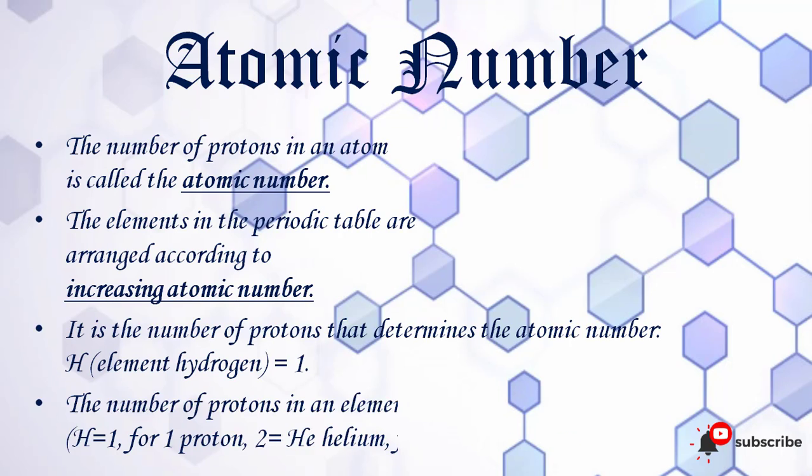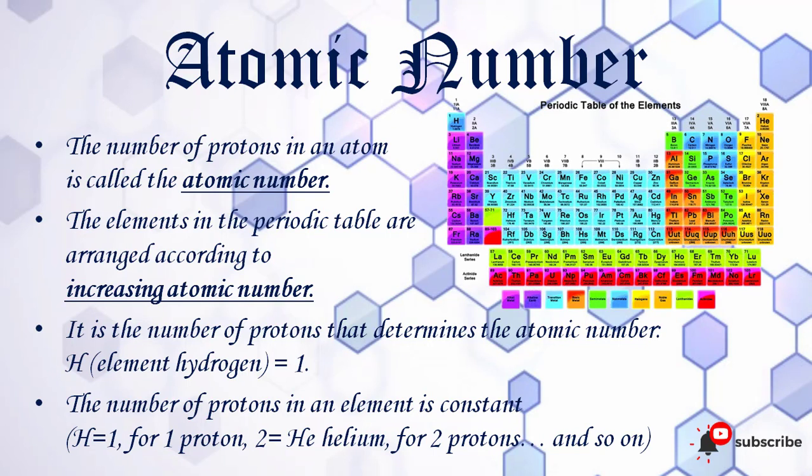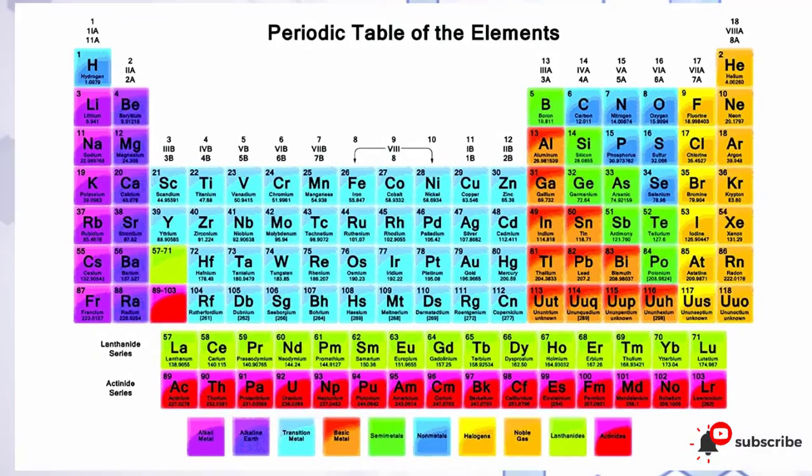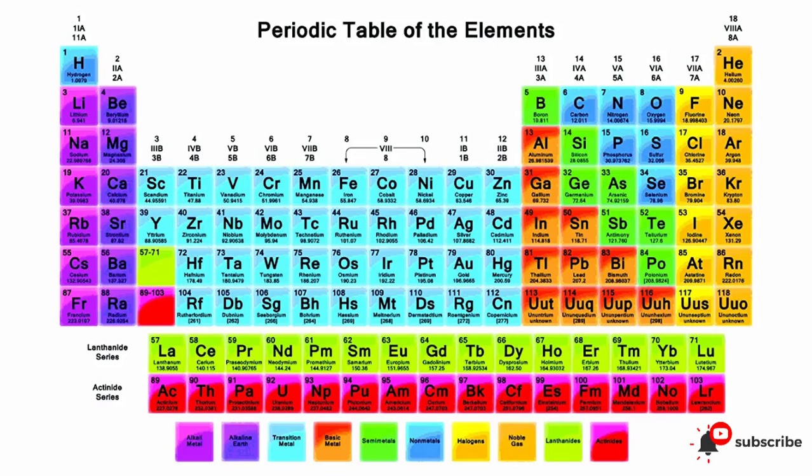When we talk about atomic number, we represent this as a number. The number of protons in an atom is called the atomic number, and we all know that the number of electrons and protons are the same in a neutral atom, so they both can be represented as the atomic number. The elements in the periodic table are arranged according to increasing atomic number. As you can see here, the number of protons determines the atomic number. For example, in case of hydrogen, the atomic number is 1, representing it has only 1 proton, while helium has atomic number 2, representing that it has 2 protons in its nucleus, and so on.